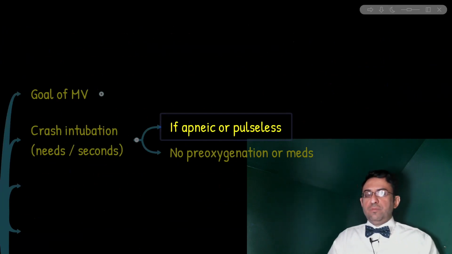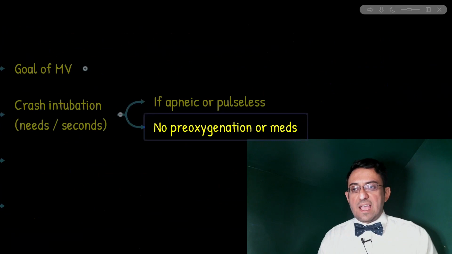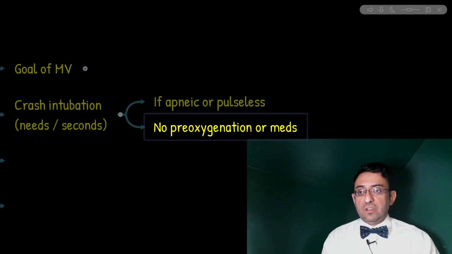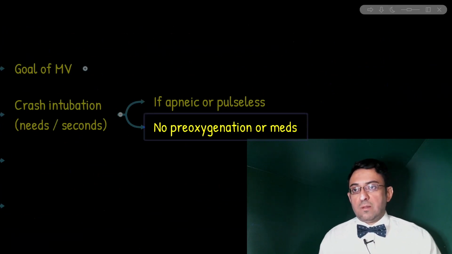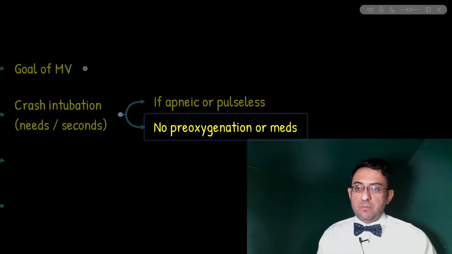Now, crash intubation simply means the patient needs intubation within seconds, and it is performed without any pre-oxygenation and is performed without induction agents or neuromuscular blocking paralytics. By the way, can I give an example of the induction agents for ETI? Ketamine or etomidate are well-known examples.